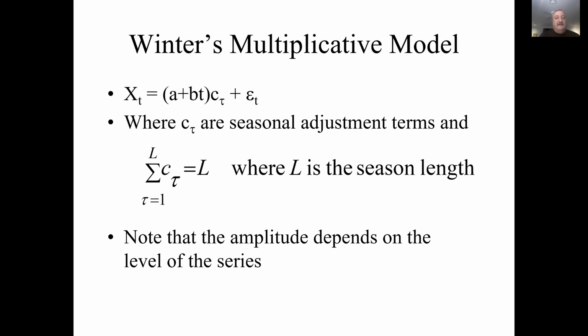So the multiplicative model behaves like this. There's a trend in it, so we have an intercept and a slope, so it is a trend as a function of t. Then we multiply it by the seasonal adjustment factor. So tau is the season. If it's monthly data, tau would go from 1 to 12, representing the 12 months.